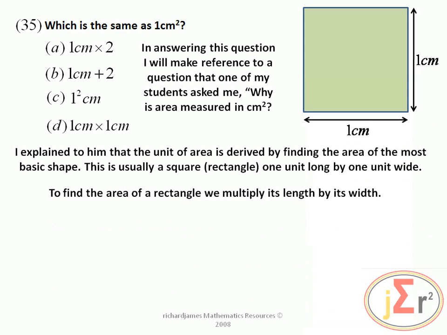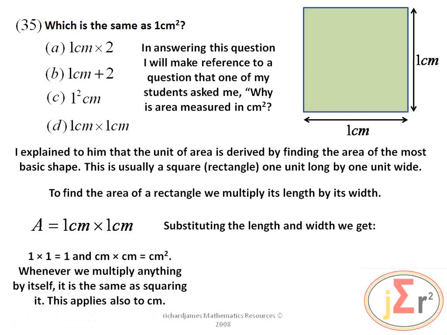To find the area of the rectangle, which is of course a square, because a square is a rectangle with the length and the width equal, we multiply its length by its width. So area is equal to length by width. So we're going to substitute the length. What is the length? 1 centimeter. And of course, the width is also 1 centimeter.